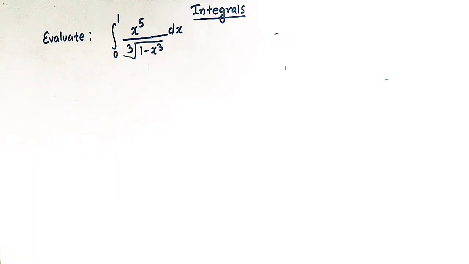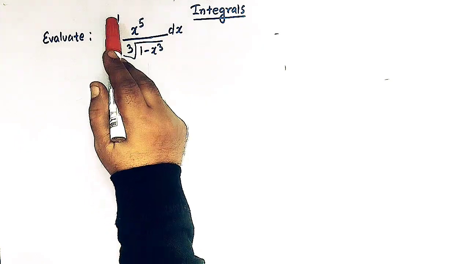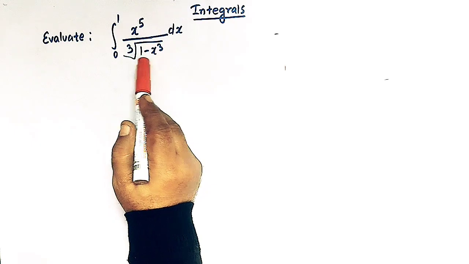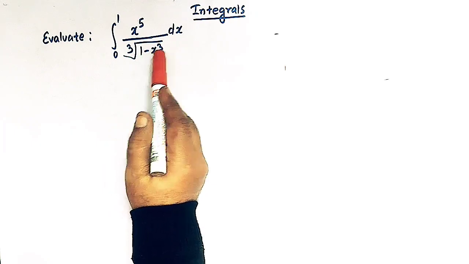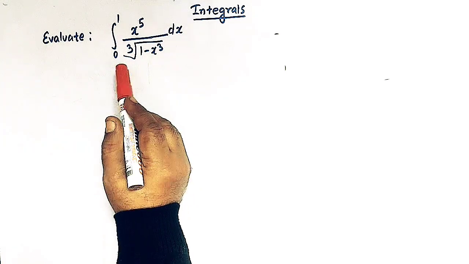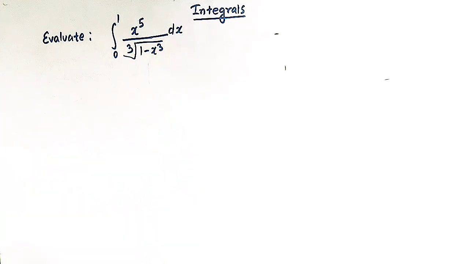Hello viewers, in today's session we are going to discuss another important problem from integrals, and in this class we are going to evaluate this integral that is from 0 to 1, and we have x raised to 5 divided by the cube root of 1 minus x cube, right? So we'll evaluate this integral with the help of the concept of beta and gamma functions, right? And before applying the concept of beta and gamma functions, we will make use of the method of substitution, right? So let us start.